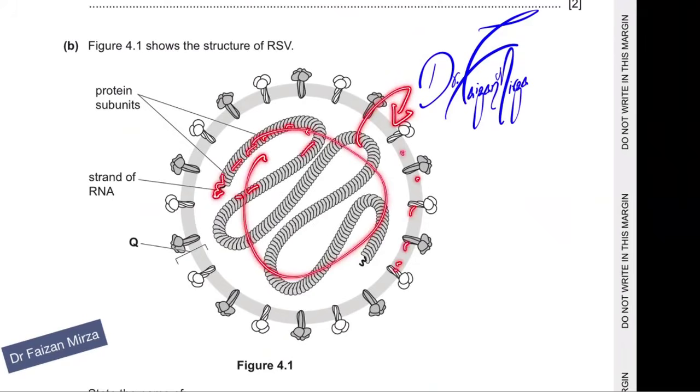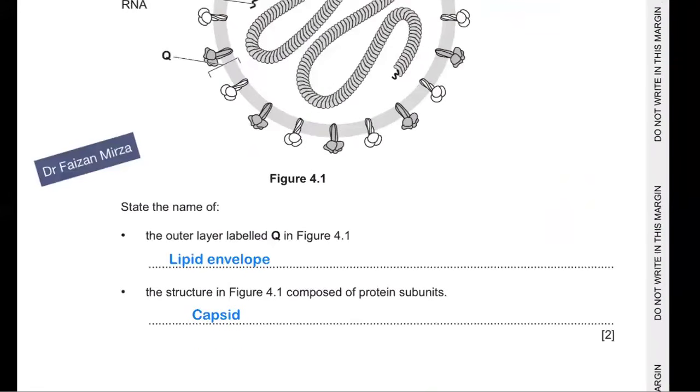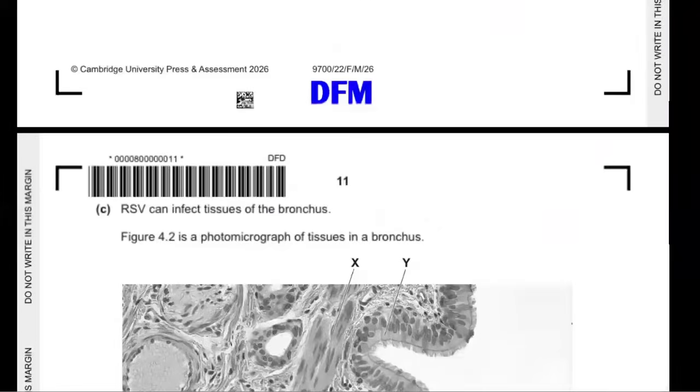If there's an outer envelope, we know that envelope is made up of phospholipids. We have studied that in HIV as well. So they're asking about Q. Q is the lipid envelope. The structure in figure 4.1 composed of protein subunits is the capsid.